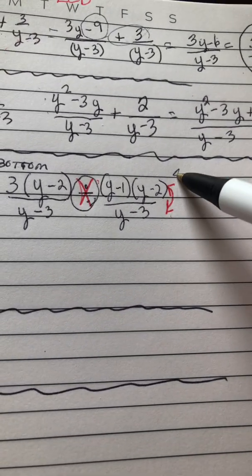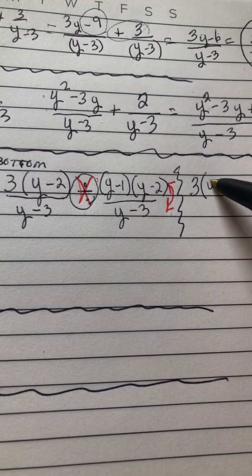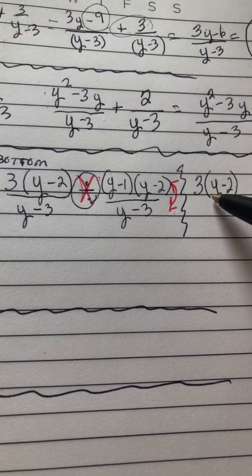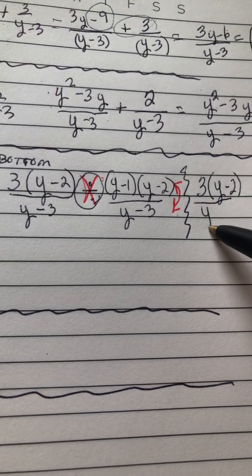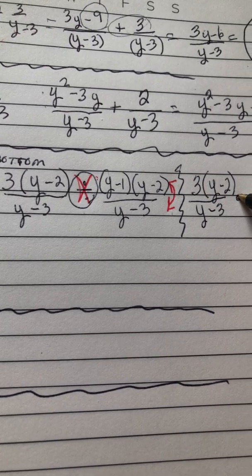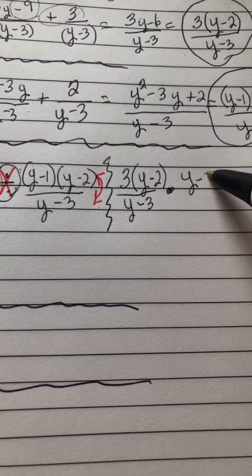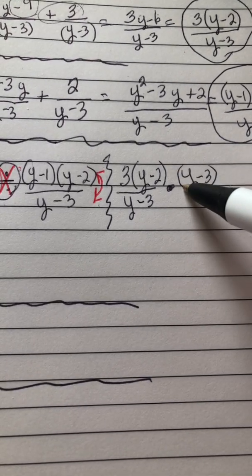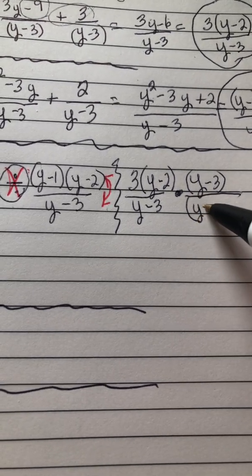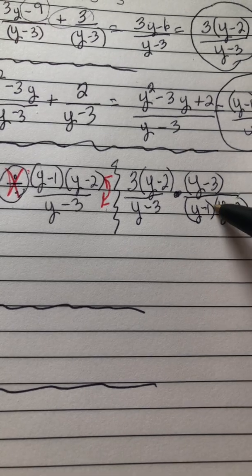So we're going to rewrite this problem. It's going to be 3 times y minus 2. The first one stays the same. It's the second one that flips. So we're going to say times, the y minus 3 comes up, and the y minus 1, y minus 2 goes down to the bottom.